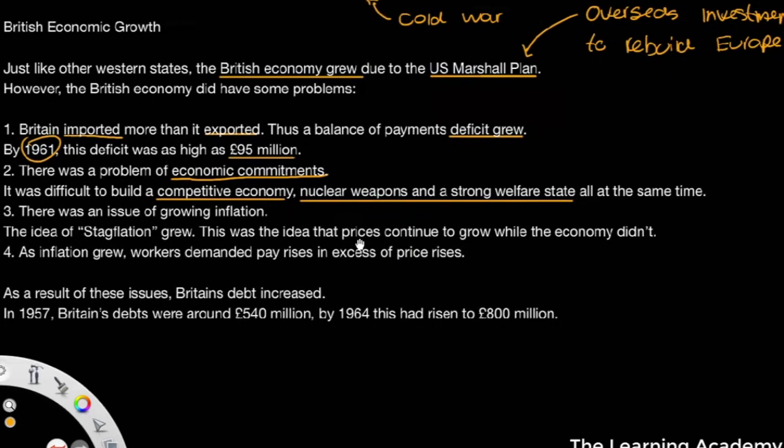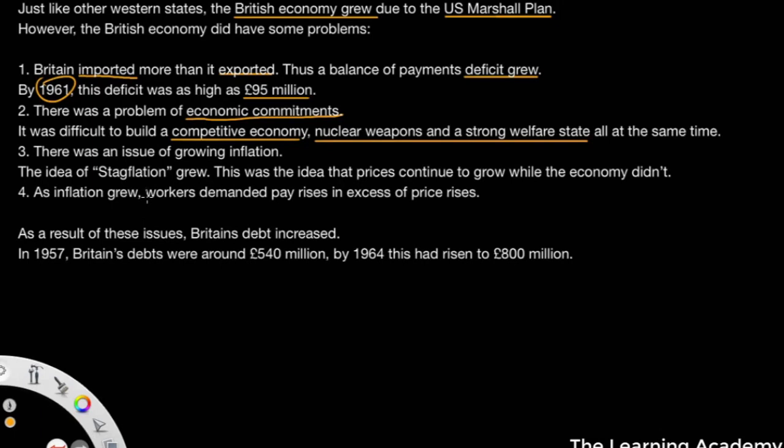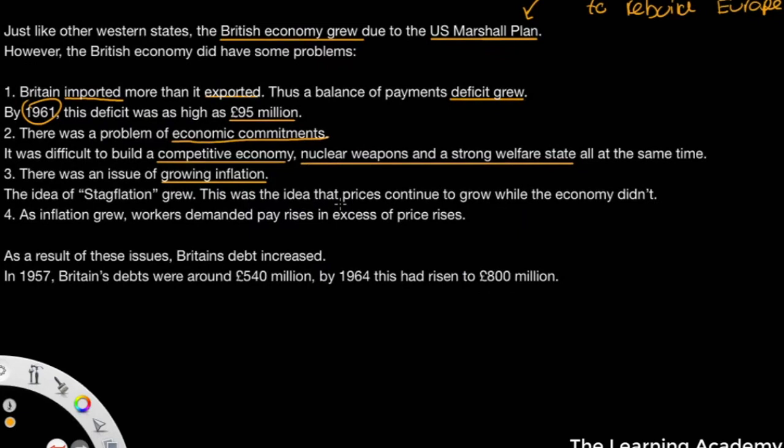And because of this, in conjunction with the balance of payments problem, we have the growth of inflation. So we have growing inflation taking place during this period. And this idea of, quote, stagflation grew. This was the idea that prices continued to grow while the economy didn't grow. Okay? So we see that the increase in prices would outpace the increase in economic growth, which is where this idea of stagflation came about. So we have this idea of stagnation: the economy stagnates whilst prices inflate.